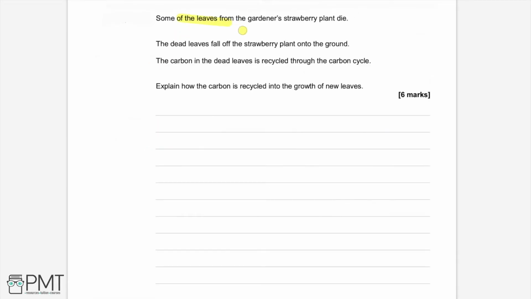Some of the leaves from the gardener's strawberry plant die. The dead leaves fall off the strawberry plant onto the ground. The carbon in the dead leaves is recycled through the carbon cycle. Explain how the carbon is recycled into the growth of new leaves. This question is a 6-mark question, and it's level marked. Now, to get to the top band, that is level 3, for 5 or 6 marks, your answer needs to be detailed and coherent, and logical links must be made.